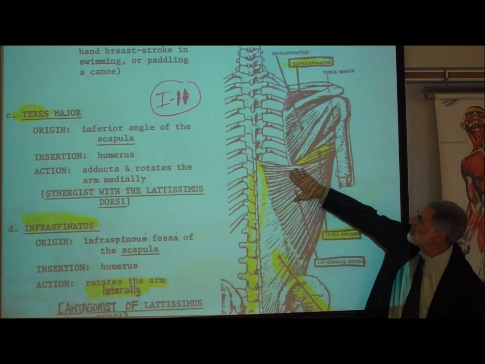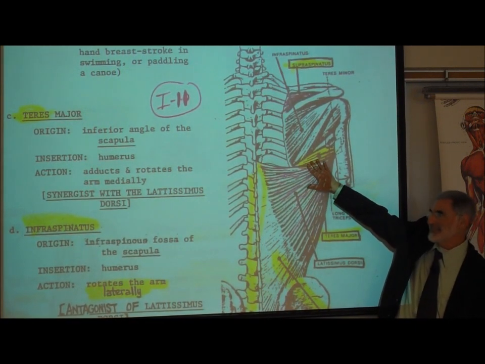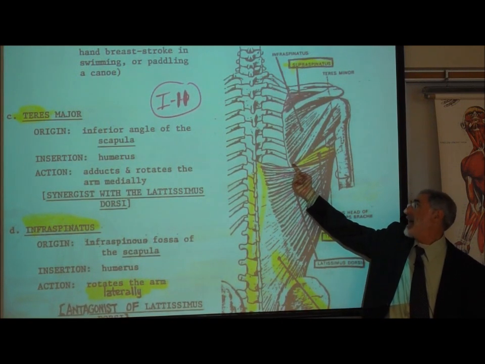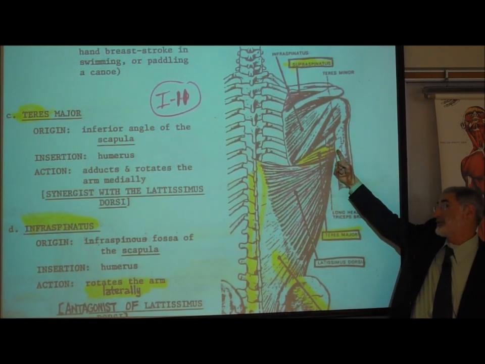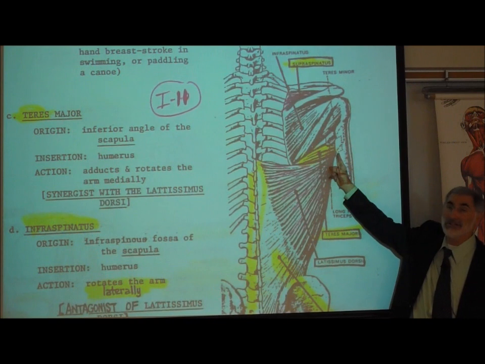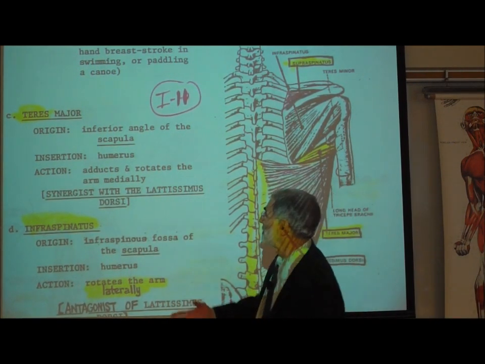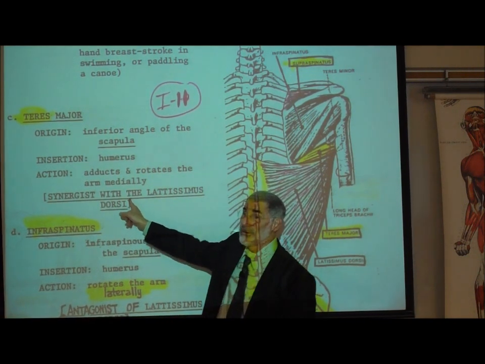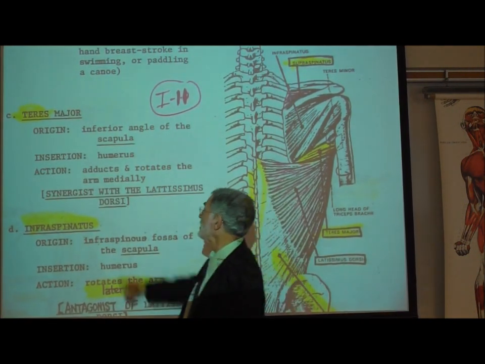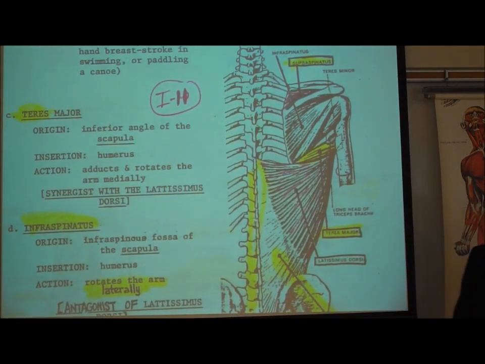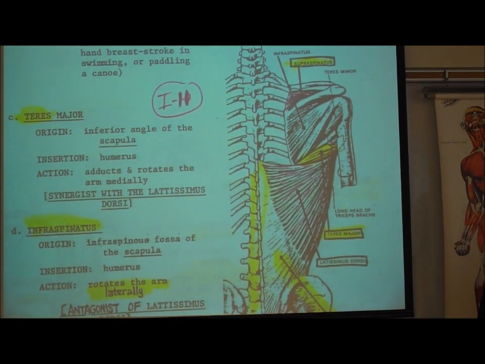It is just above the Latissimus Dorsi. It originates on the bottom part of the scapula, and it inserts on the humerus almost exactly where the Latissimus Dorsi does. It basically is a helper or a synergist of the huge Latissimus Dorsi. So it does exactly what the Latissimus Dorsi does. It adducts the upper arm and rotates it medially.